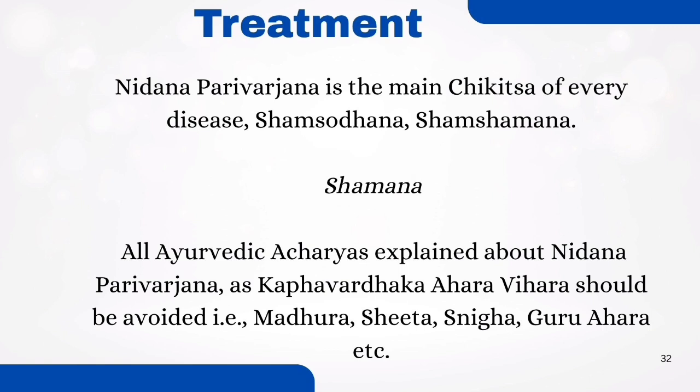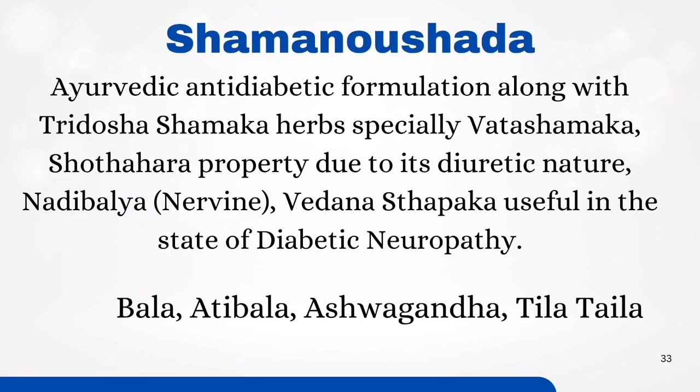That is Madhura, Shita, Snigdha and Guru Ahara. Shamanaushadha: Ayurvedic anti-diabetic formulation along with Tridosha Shamaka herbs, especially Vata Shamaka, Shothahara properties due to its diuretic nature, Nadi Balya, Vedana Sthapaka, useful in the state of diabetic neuropathy.